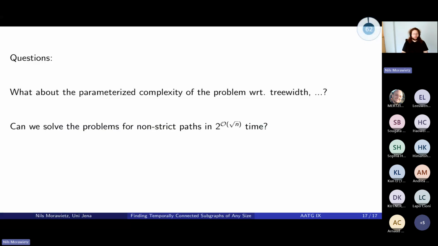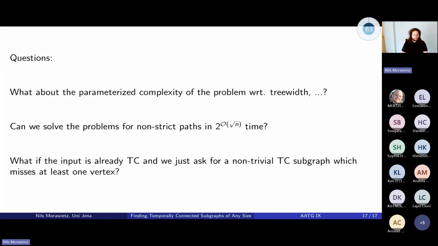It would be interesting to know whether the non-strict case can be solved better than in 2 to the order square root n time, or whether the lower bound can be made higher to show that even for non-strict paths 2 to the theta of n is required.